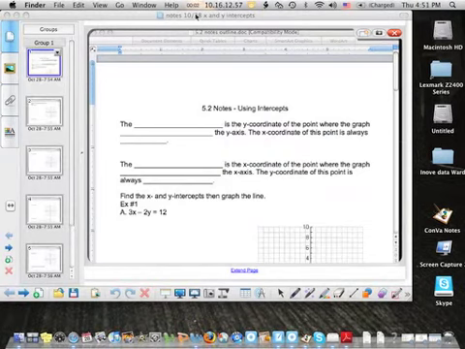Okay, these are notes for Thursday, October the 28th. These are our notes for finding the x and y intercepts.